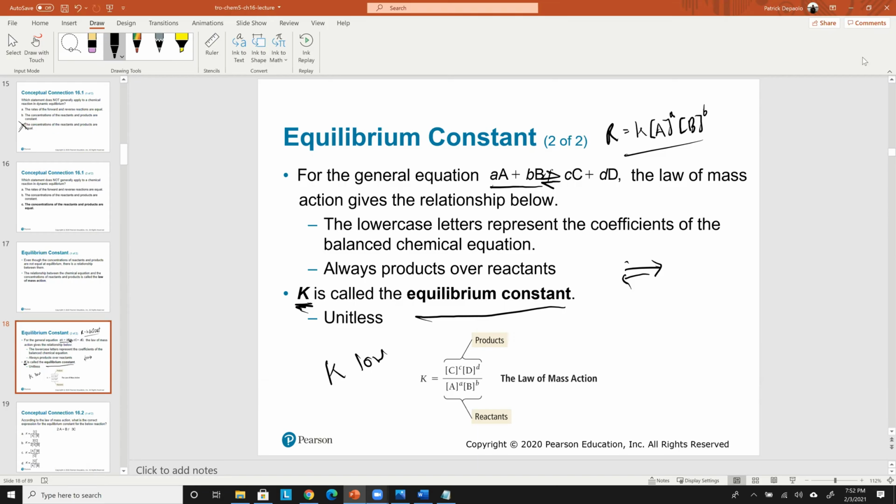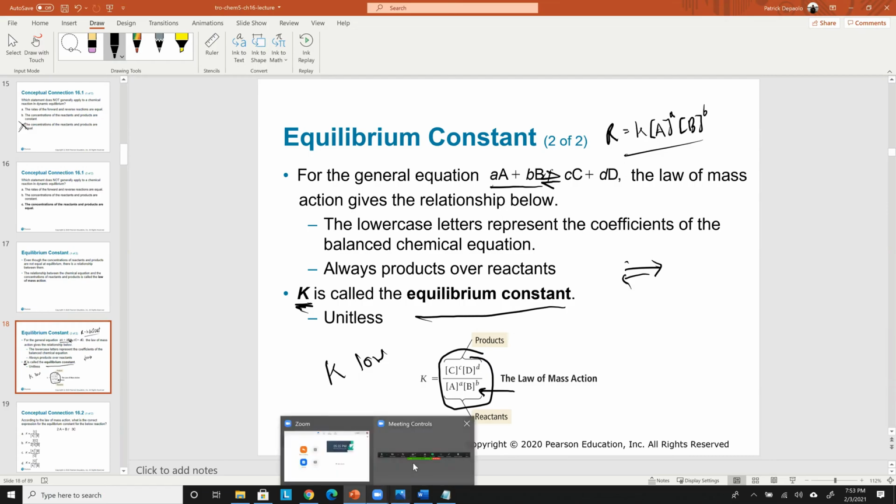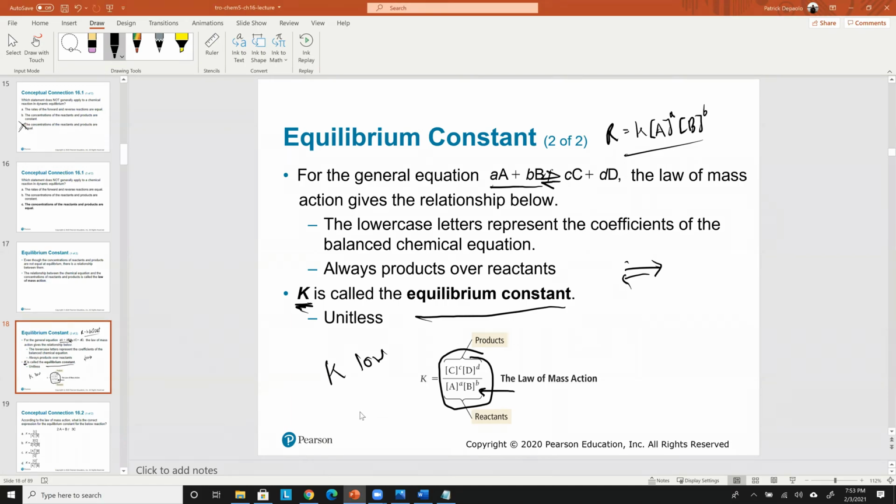Ding, ding, ding. We have three answers and one of them is right. Reactants is right. If K is low, to make this number low, we have to maximize the denominator, and that's the reactants. So if the reactants get larger in concentration at equilibrium, that means it is a low equilibrium constant. If it's high, that means the products will be higher in concentration at equilibrium.